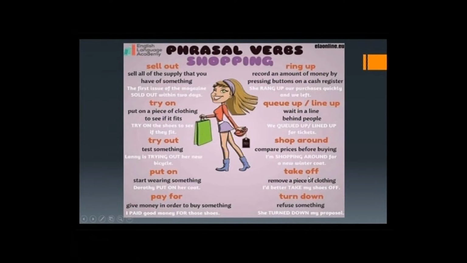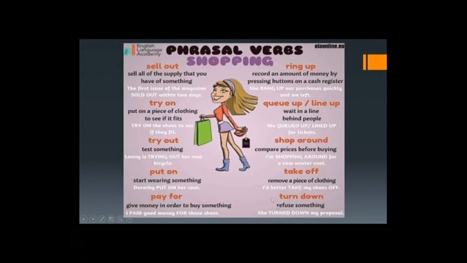Take off, you know this thing. Take off means to remove a piece of clothing, that is take off. And you know, take off, it's in shopping that you are taking off some cloth, but generally it is also used in the aeroplane system. Okay, take off and landing.